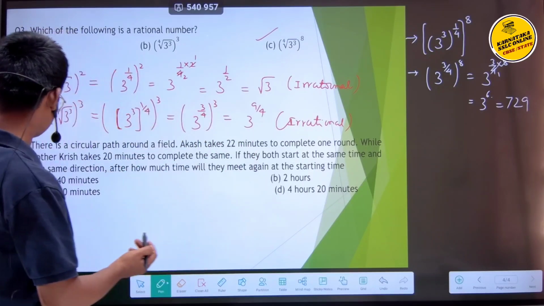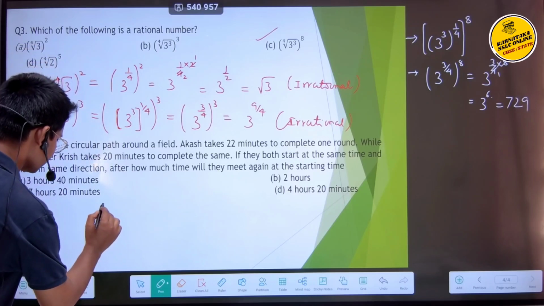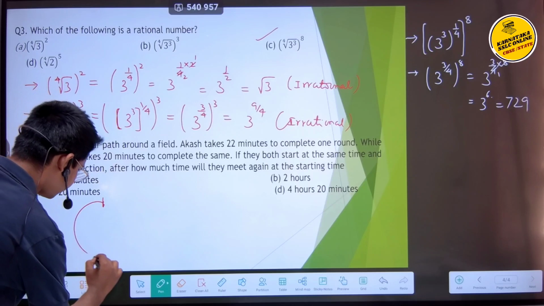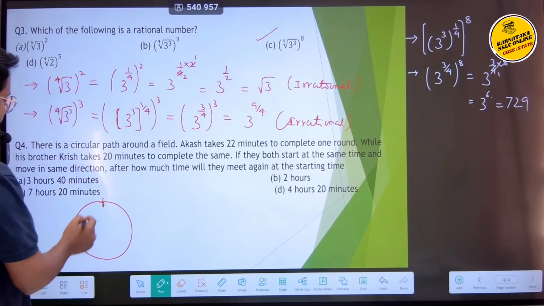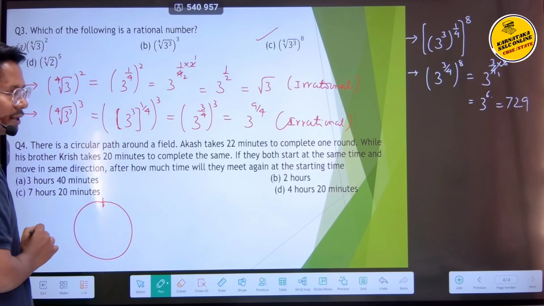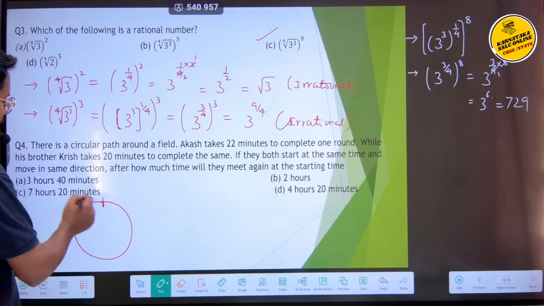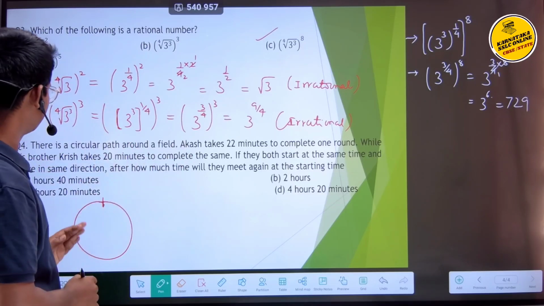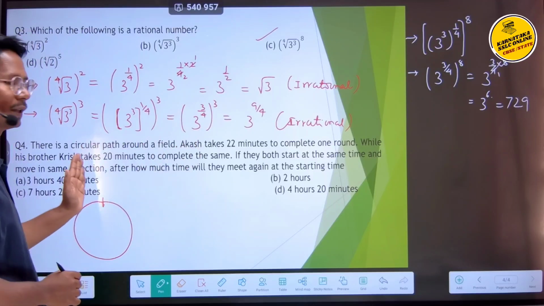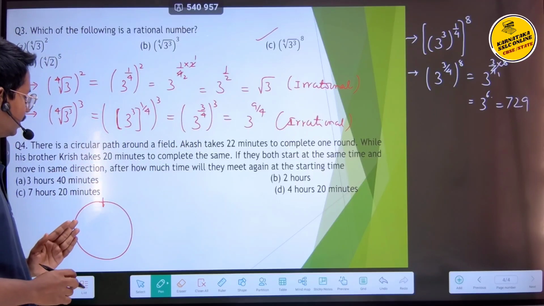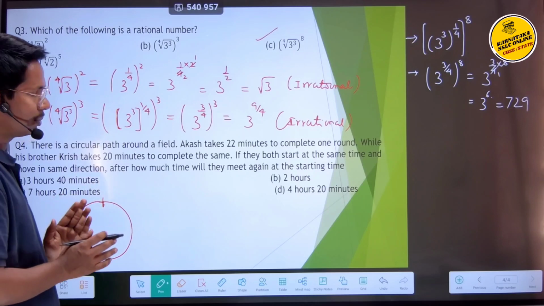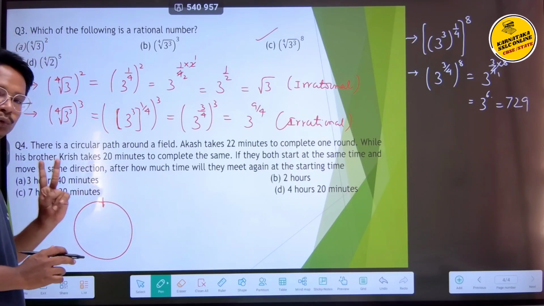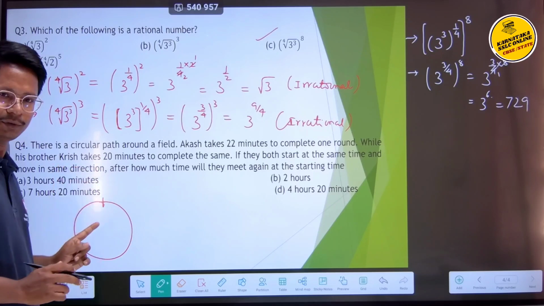So we can just think of a circle. From here, this is the starting point. From this point, both Akash and his brother are starting. Akash will take 22 minutes to complete one round and his brother will take 20. Then after how much time will they meet again? See, two things will come: either you need to find HCF or LCM.